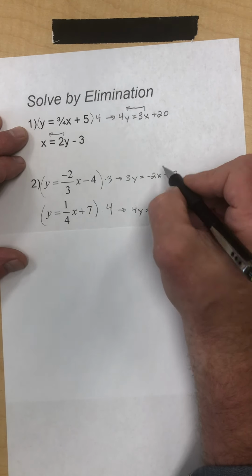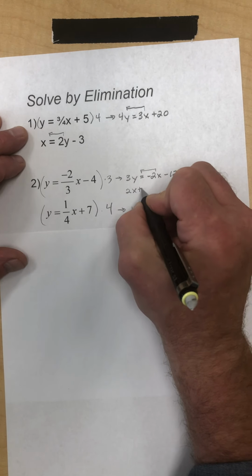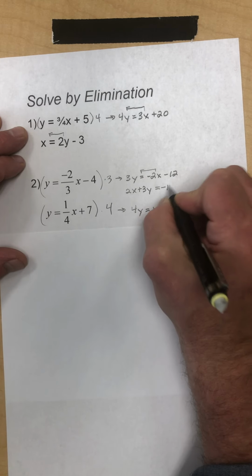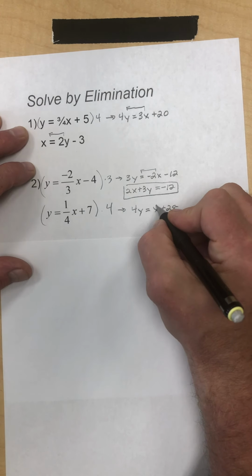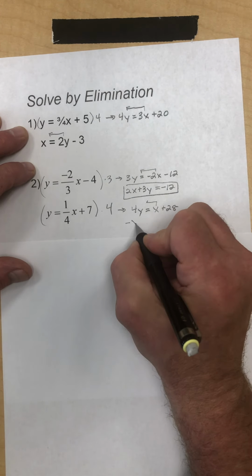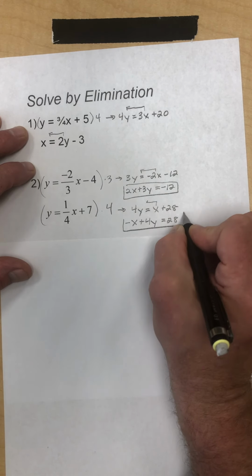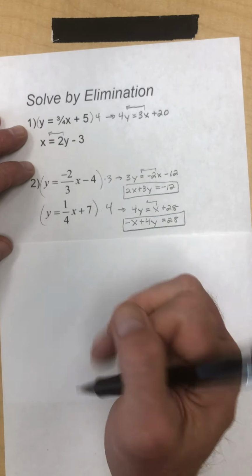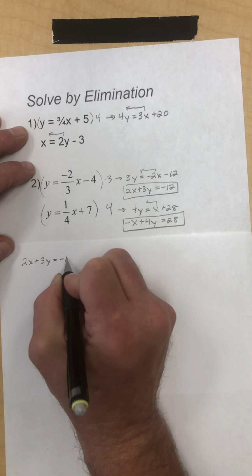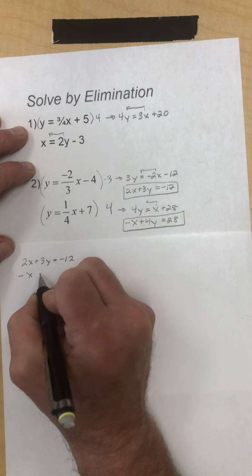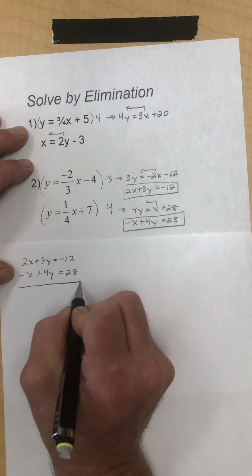So I got rid of the fractions in both of them, so just move the term with x over, so change its sign, so I get 2x plus 3y equals negative 12. Okay, so there's one of my equations. And then here I would take the x and move it over, so it becomes negative x plus the 4y equals 28. And there's my other equation. So they're both in standard form. Okay, so that's the system I got to solve. 2x plus 3y equals negative 12, and negative x plus 4y equals 28. I got to solve that guy.